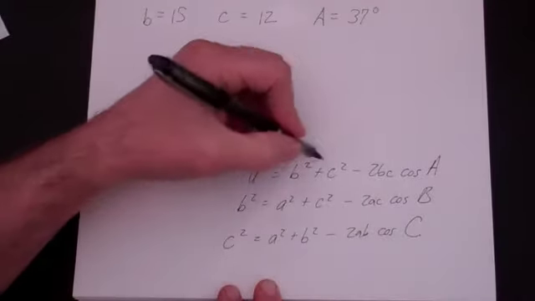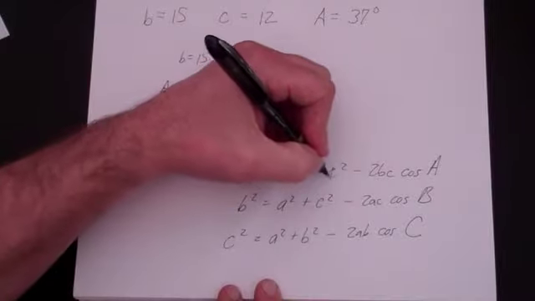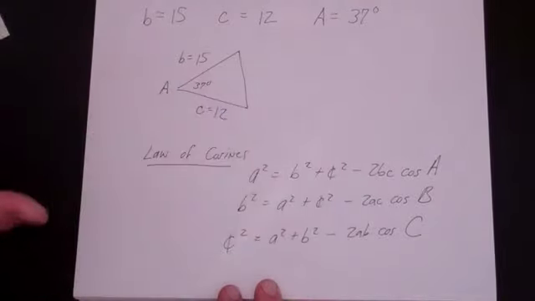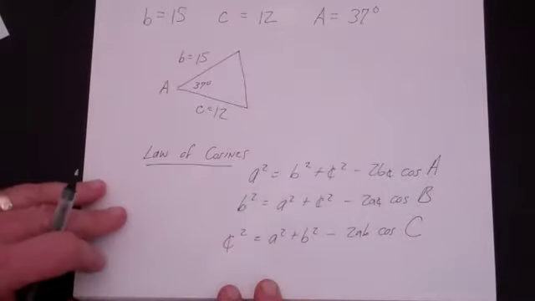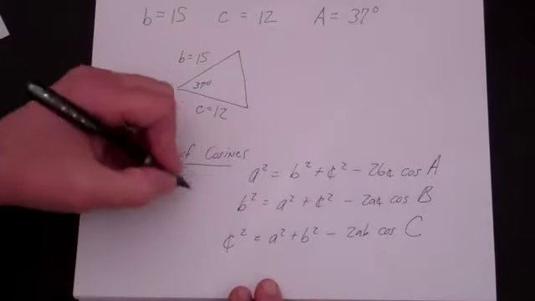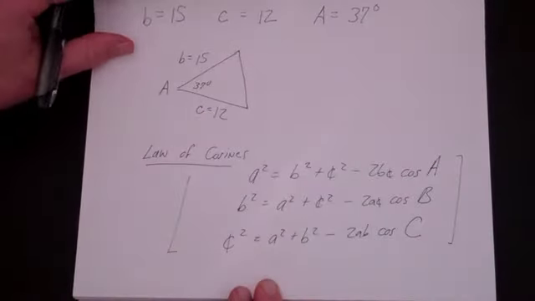Sometimes, since it's hard to distinguish between the little c and the big C, people put a little cent sign through it. There's no reason to do that other than just realizing that you're talking about the side C rather than the angle C. So this is the law of cosines. You could always use it with SAS triangles and also SSS triangles.